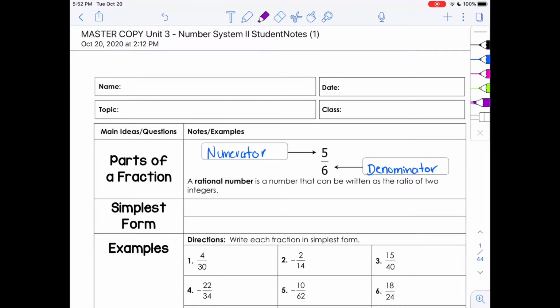We also know that a rational number is a number that can be written as a ratio of two integers. So all fractions are rational numbers. Any number that can be written as a fraction is a rational number. One thing that we can do with fractions is that we can simplify those fractions into simplest form. A fraction in simplest form is a fraction that can't be simplified any further.